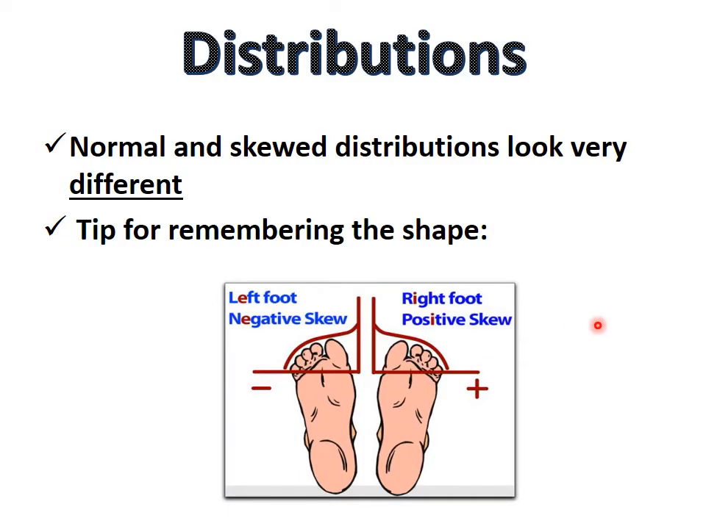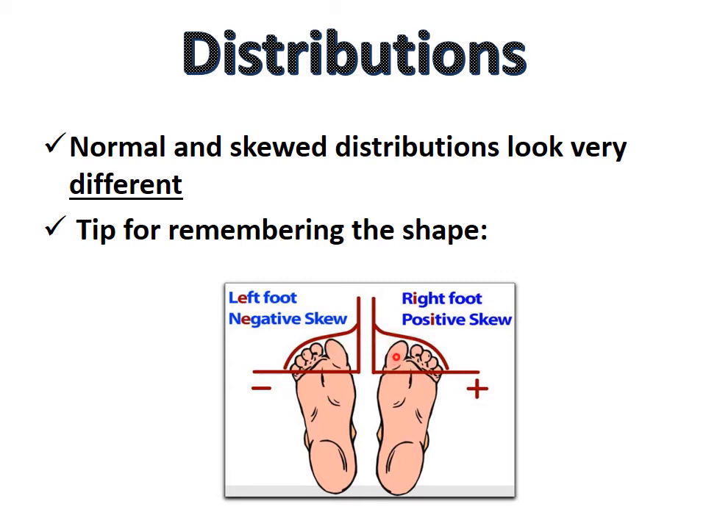So a way you can try and remember all of this information about, obviously, a normal distribution is a bell curve. If you look down at your feet, now obviously you're going to have to try and remember this, because I'm not suggesting in the exam you take your shoes and socks off and start staring at your feet. But if you look at your left foot, you've got your big toe there, and then it goes down to your little toe, the long tail down to the left. Left foot, negative skew, the E there.